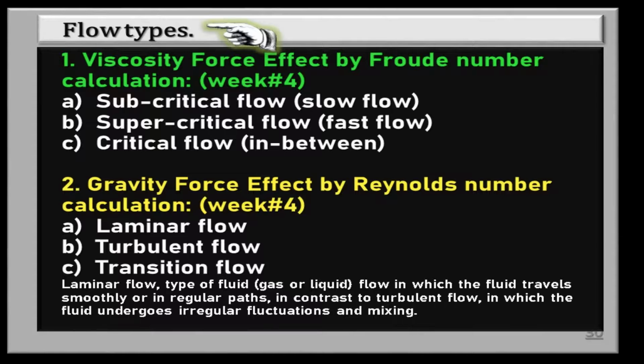Then, we also going to learn flow types. The flow types can be grouped into two categories. Viscosity force, effect, by Froude number, calculation. Also gravity force, effect, by Reynolds number, calculation. This is lesson outcome number 5, and will be discussed in week 4.